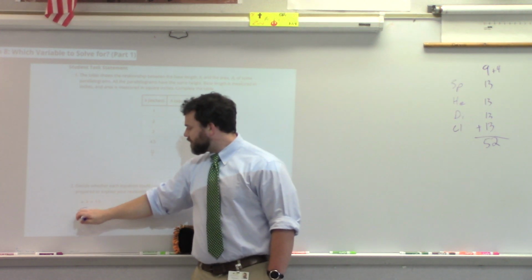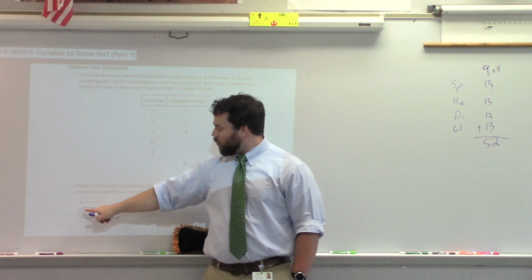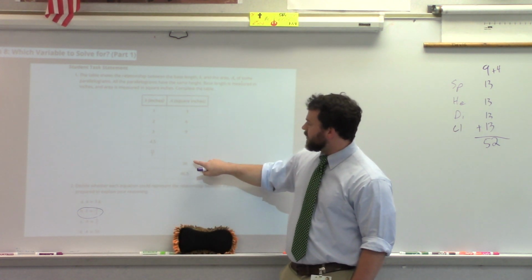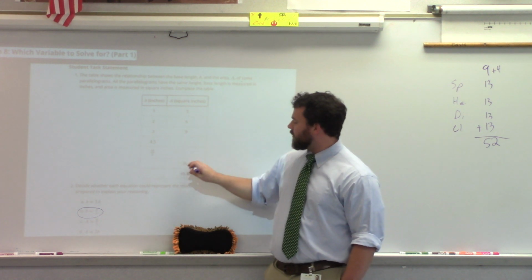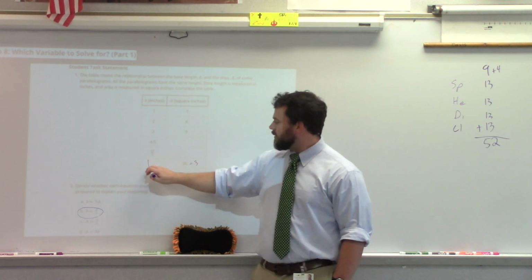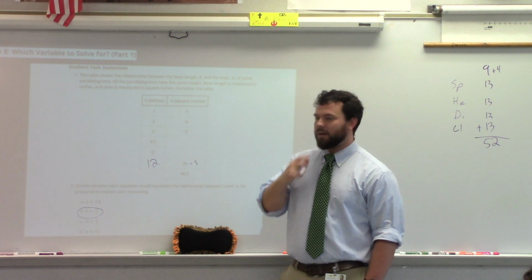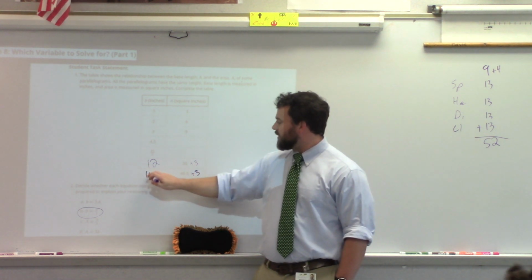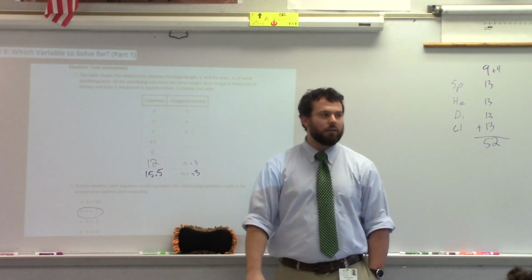Let's look at B. If I want the base, can I take the area and divide by 3? So did I take the area and divide by 3 to get that base of 12, right? 46.5 divided by 3, I think, was 15.5. Yeah. And that's what we had, right?